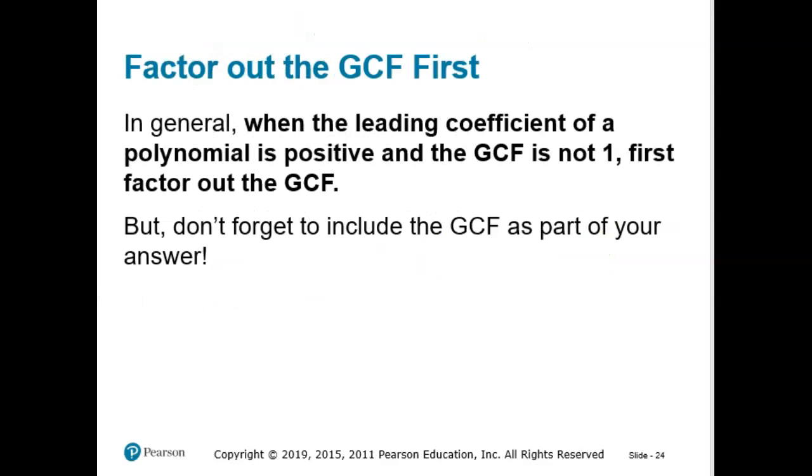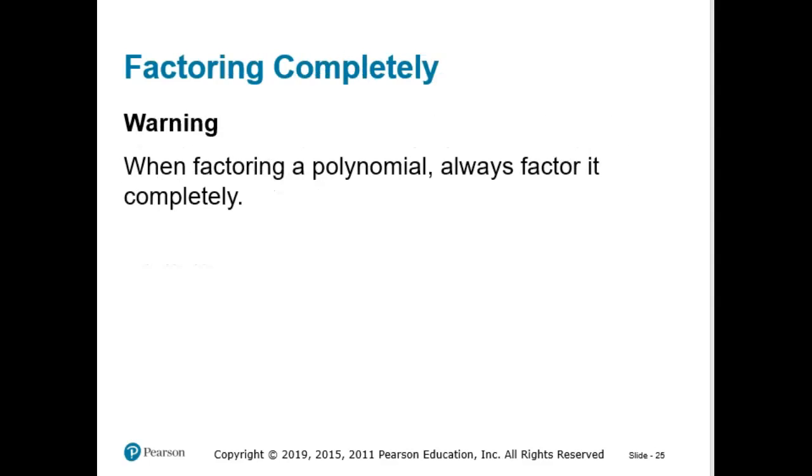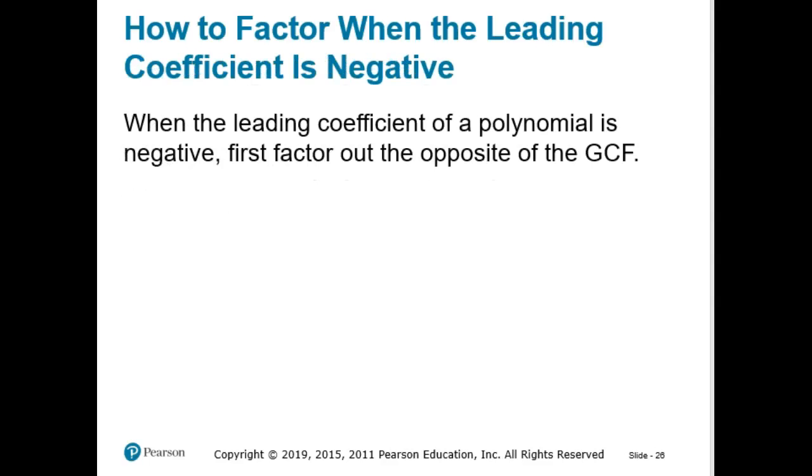So it's really important that you check out if you can take out a greatest common factor, especially when there's not a 1 in front of the x squared term. And remember, after you take out a greatest common factor, it may or may not be able to be factored further, so you need to ask yourself to check what can be multiplied and added together.